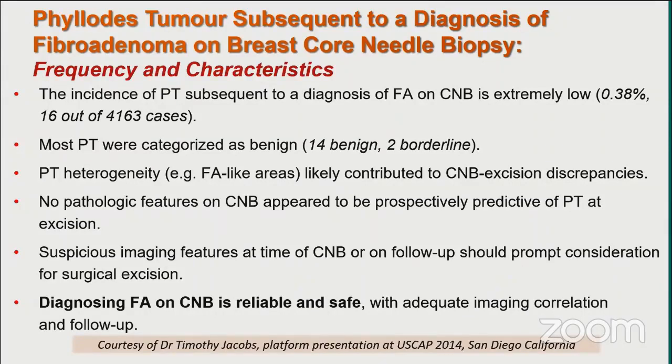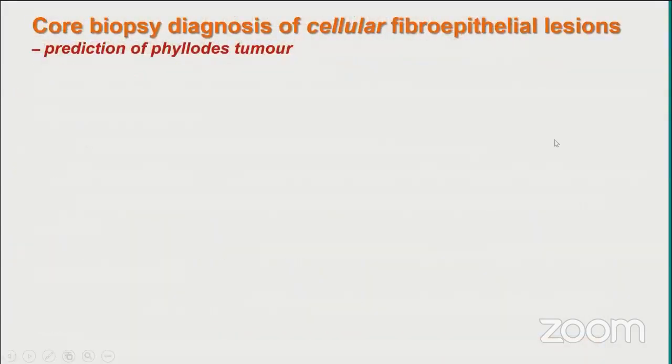Suspicious imaging findings at the time of core needle biopsy or on follow-up should prompt consideration for surgical excision. The conclusion was that the diagnosis of an unambiguous or a conventional fibroadenoma on core needle biopsy is reliable and safe when there has been adequate imaging correlation and follow-up.